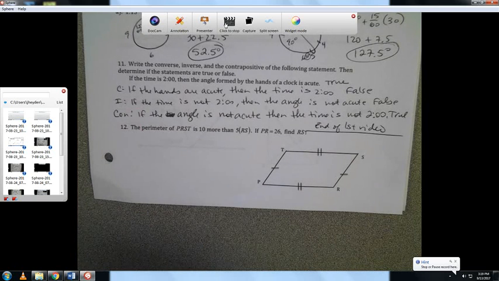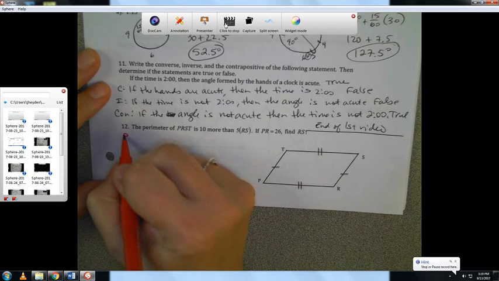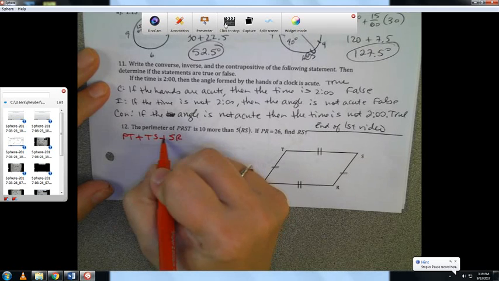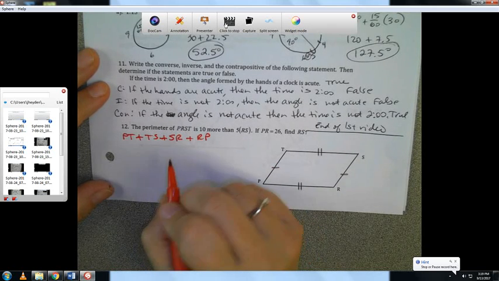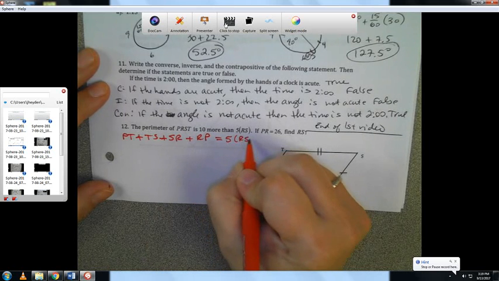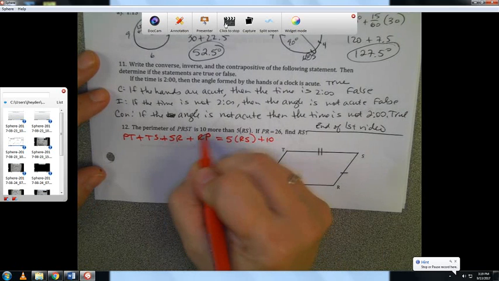On number 12, we've got the perimeter. PRST is 10 more than 5 times RS. Oh, that's fantastic. Alright, let's do some perimeter work. So perimeter is going to be what? It's going to be PT plus TS plus SR plus RP, and that equals 5 RS's plus 10. Okay. PR is 26. Where's PR? There it is. PR is 26.